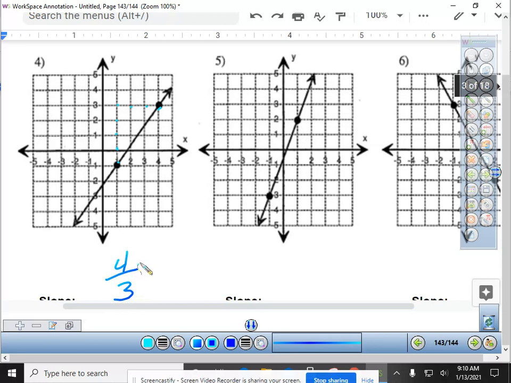Is because your whole life you've been taught X comes first, and it does. X does come first when you're graphing a line, but when you're doing slope, you go up first. But it's not necessarily Y. Did everybody get 4 over 3? Yes, ma'am. Let's do number 5.